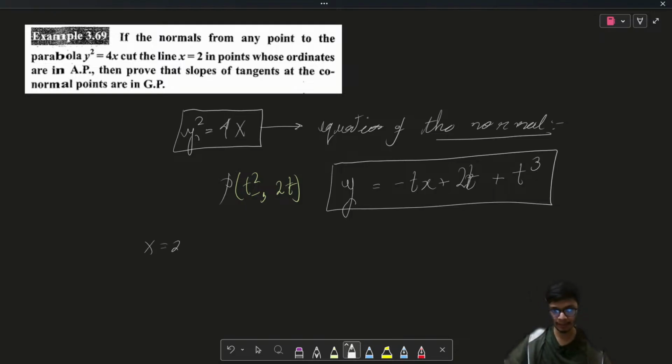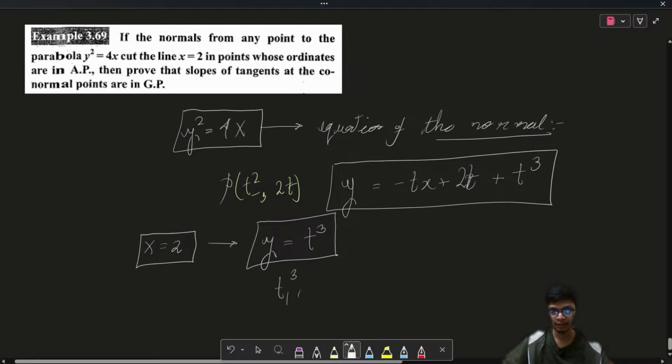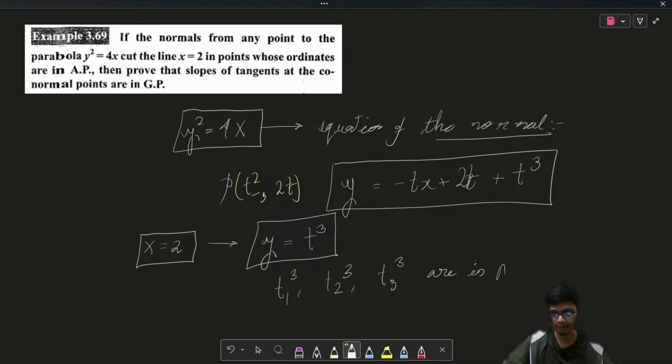That means that if I cut the normal by the line x equals 2, then the values we will obtain for y, so if x equals 2, then the values of y that would come out are y equals t cube, right? So if these points are there, since these are 3 points, let us call them t1 cube, t2 cube and t3 cube, okay? And it is given that these y coordinates are in AP, right?